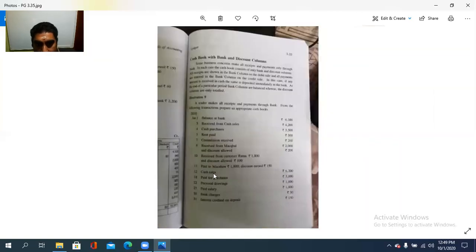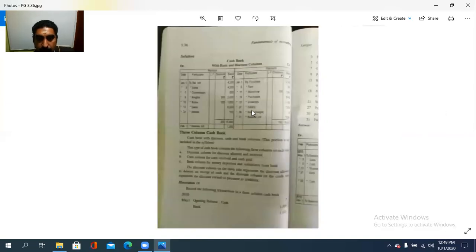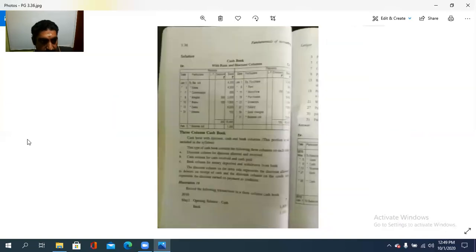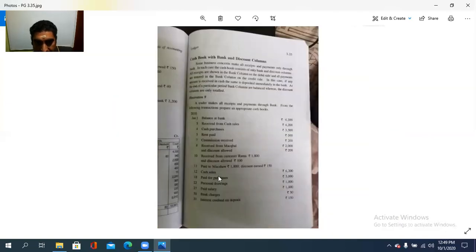Next, paid to Maksho 1,800 and discount earned. Discount received, isn't it? So Maksho debtor to bank or to cash, whatever be. So by Maksho, 1,800 in the bank column, credit side, and discount received 150 rupees in the credit side. Look here, by Maksho. Here, see, 150 and 1,800. Then cash sales, cash account debtor to sales 6,200.